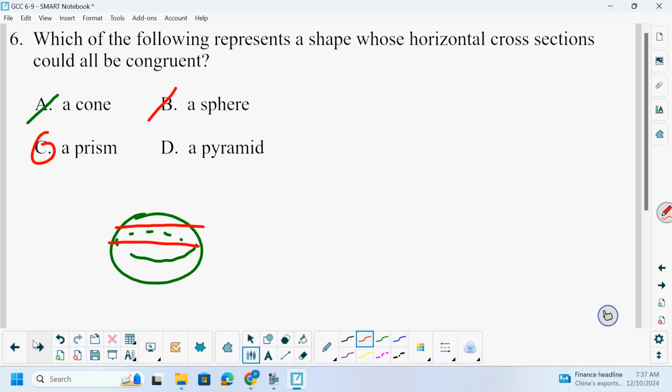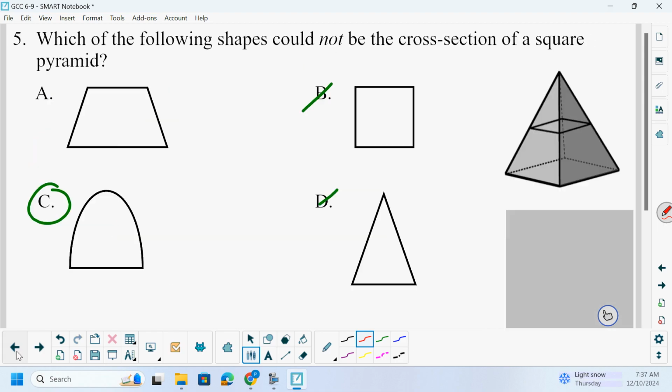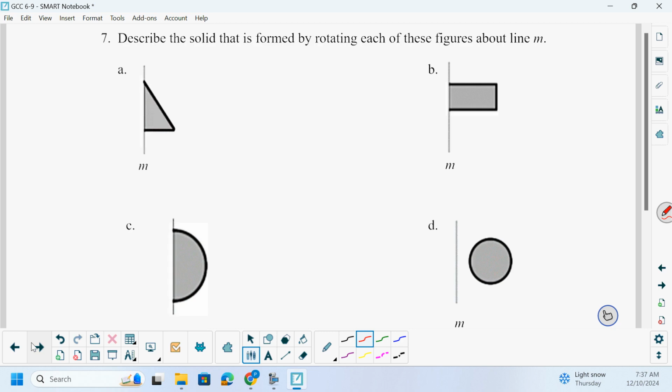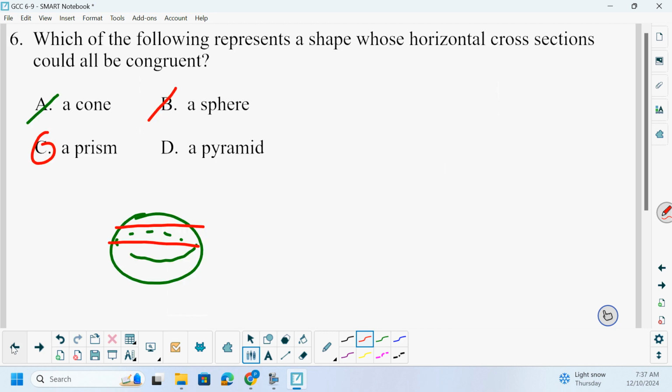The pyramid, if we sliced it horizontally, which we saw in this picture, we'd have all different size squares, so those slices would not be congruent. Okay, so that concludes our portion of class looking at cross sections.